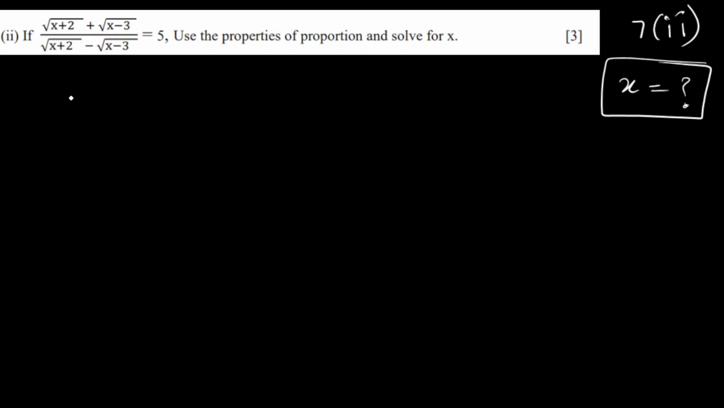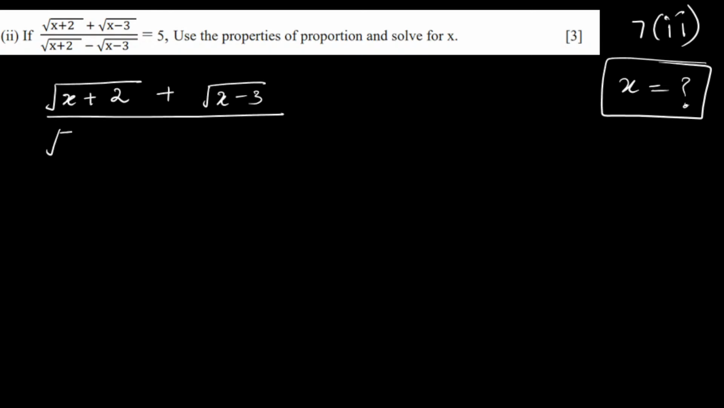So let me write the statement what is given to us. Square root of x plus 2 plus square root of x minus 3 by square root of x plus 2 minus square root of x minus 3. This is equals to 5. 5 we can write as 5 by 1.